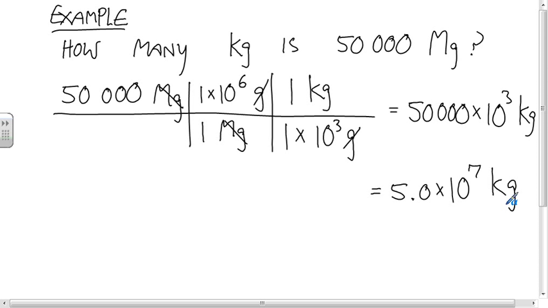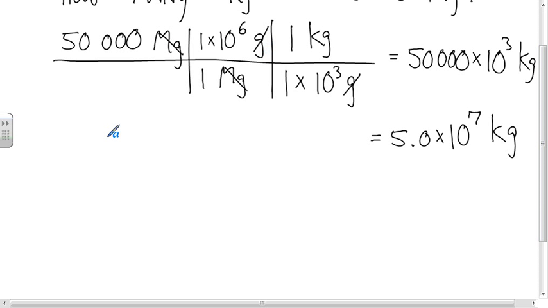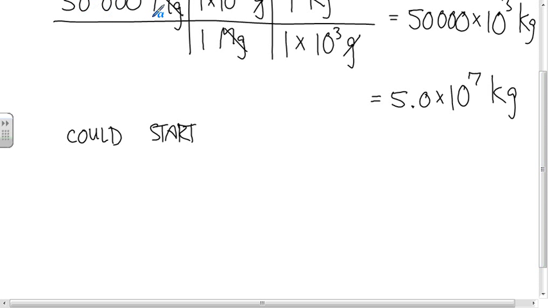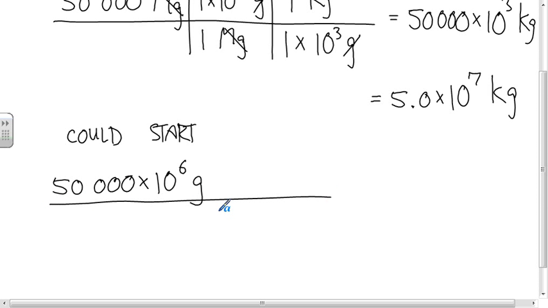Any questions about that? You could skip one step here. Instead of writing it as 50,000 megagrams, just replace the mega here with times 10 to the 6. Then all you have to do is convert grams to kilograms. So now you're at 1 kilogram is equal to 1 times 10 to the third grams, and you get the same thing.